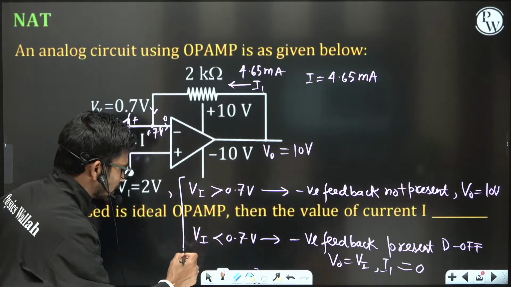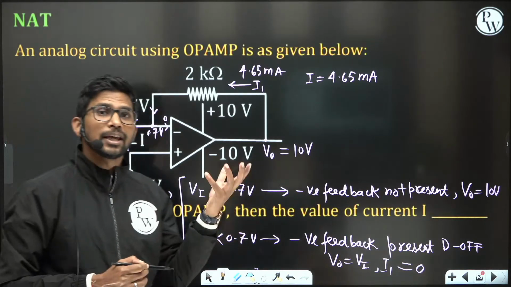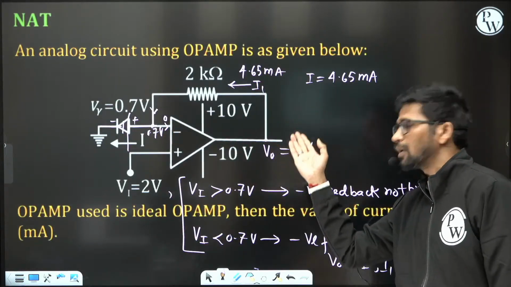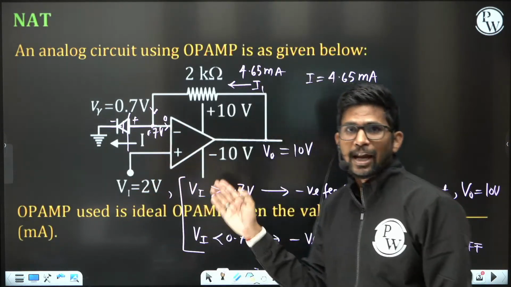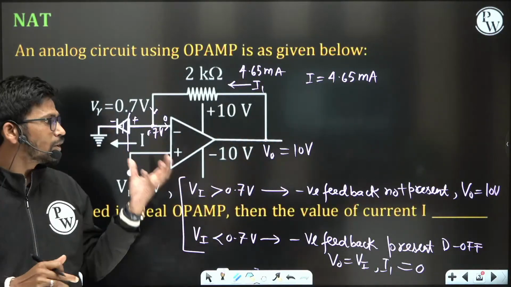This is very important. A question can be asked like this also. For a range of Vi, you can be asked the value of I. You can be asked the value of V naught. Okay. You can be asked Vi is a varying voltage and you need to plot this output V naught. So you need to understand every concept of this question.